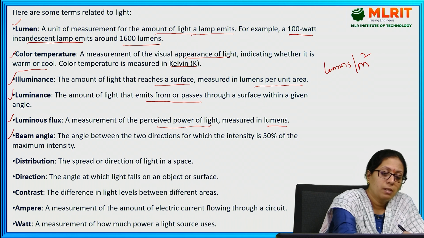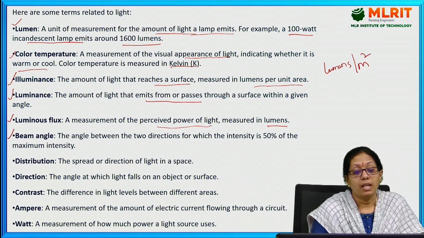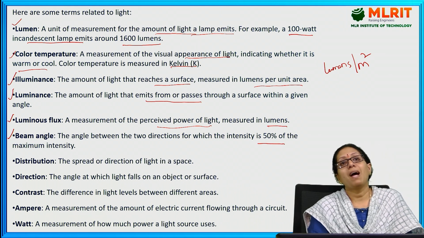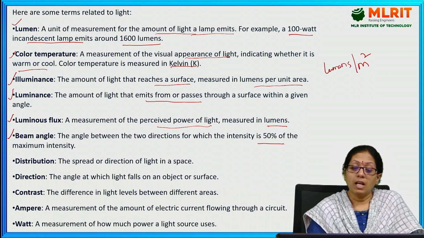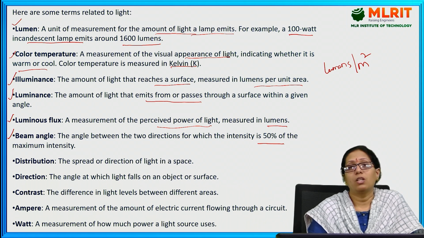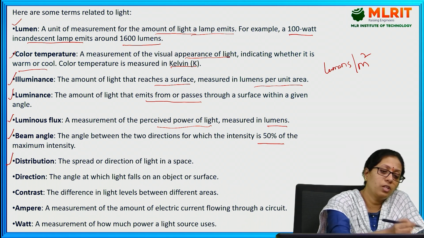Next one is beam angle. The angle between the two directions in which the intensity is 50% of the maximum intensity is called the beam angle.